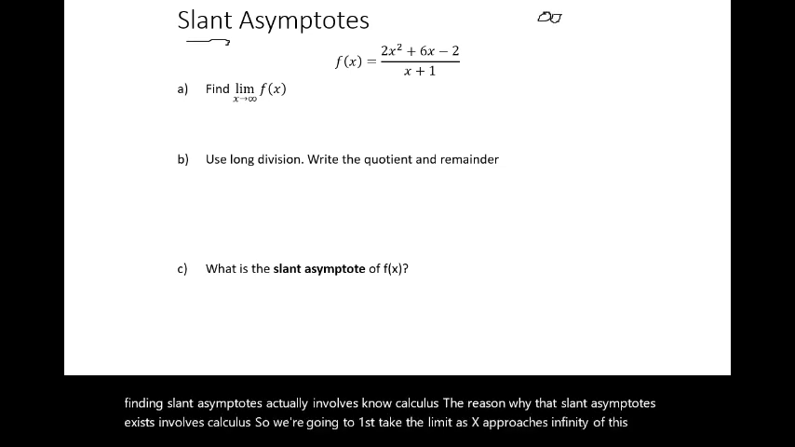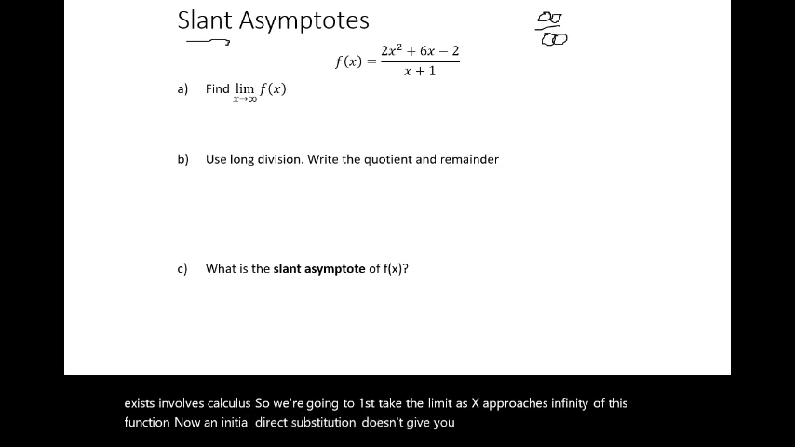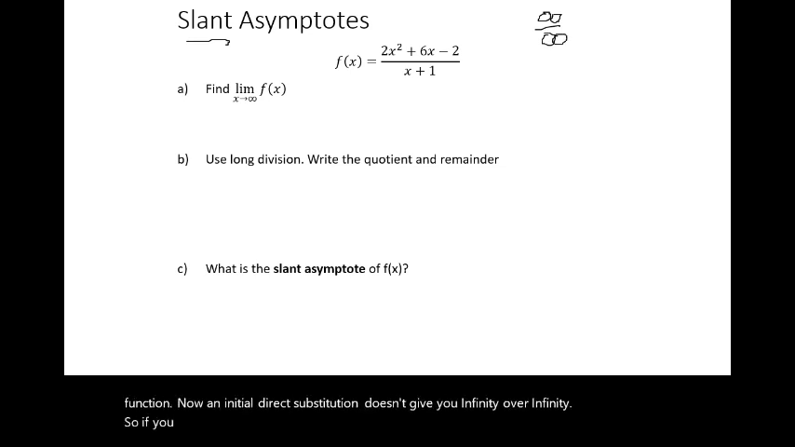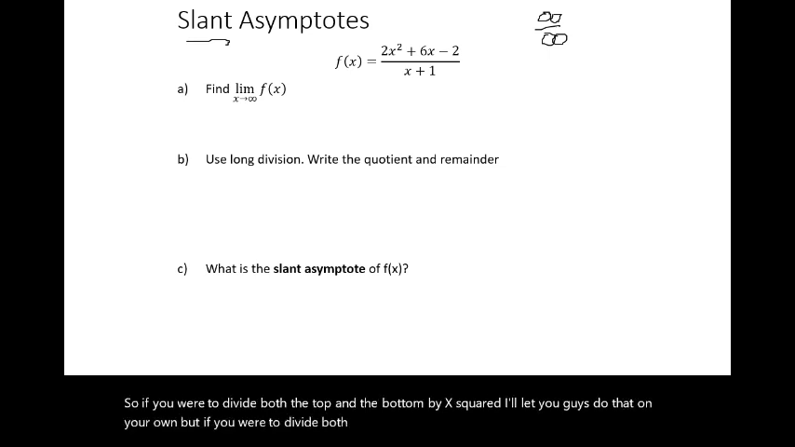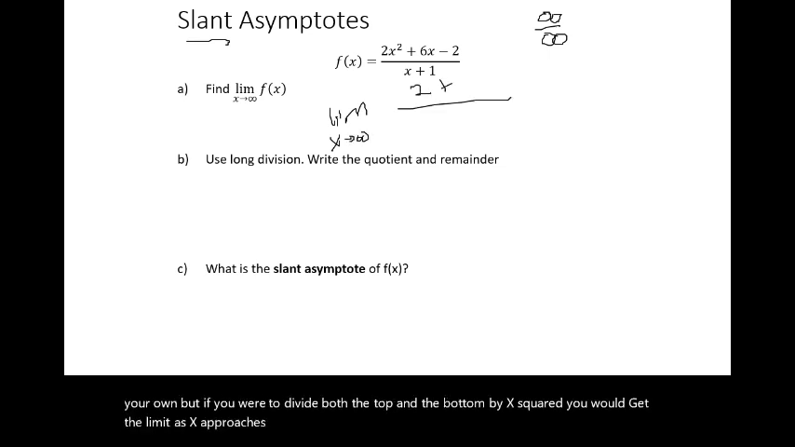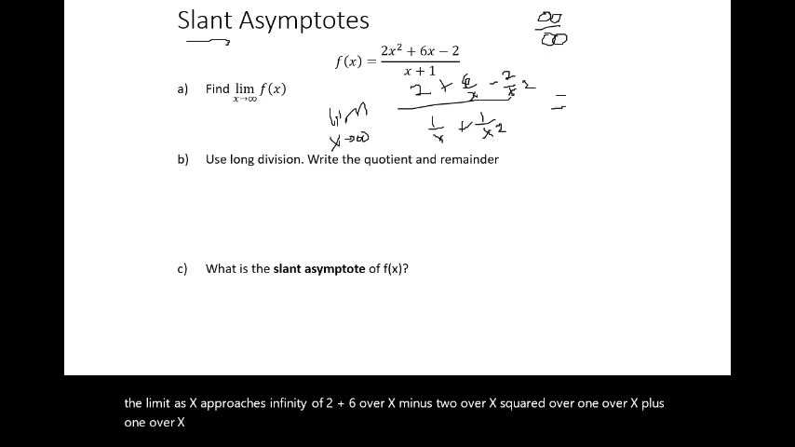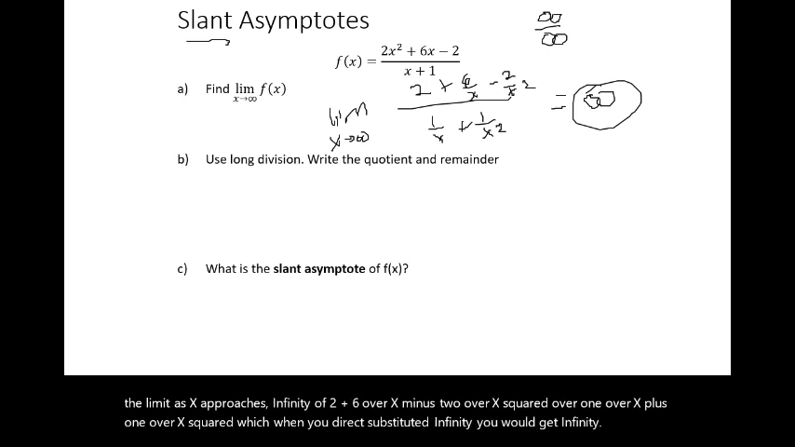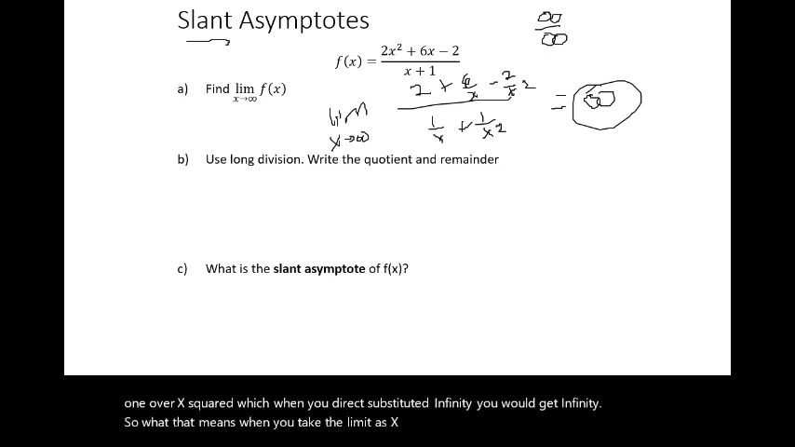Now, an initial direct substitution doesn't give you infinity over infinity. So if you were to divide both the top and the bottom by x squared, I will let you guys do that on your own, you would get the limit as x approaches infinity of 2 plus 6 over x minus 2 over x squared over 1 over x plus 1 over x squared, which when you direct substitute in infinity, you would get infinity. So what that means, when you take the limit as x approaches infinity and you get infinity, there's no horizontal asymptote.